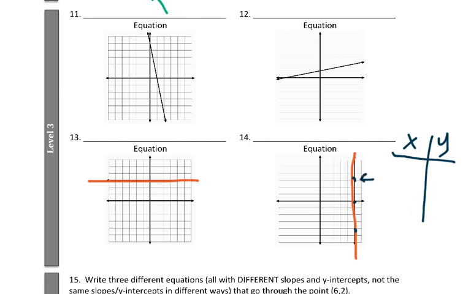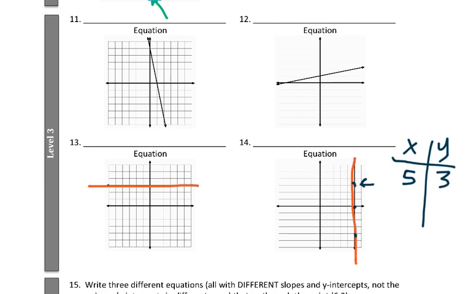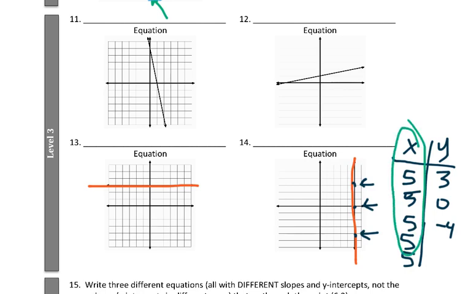Starting with this point right here, that point looks like the point 5, 3. This point right here looks like the point 5, 0. This point right here is the point 5, -4. I could write a whole bunch of other points, but it doesn't matter. You're going to notice that all of the x's are always 5. And just by me saying that x is 5, no matter what the y value is, it doesn't matter. X is always equal to 5. That's the correct equation for question 14.